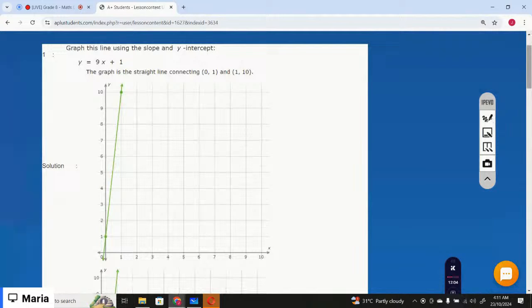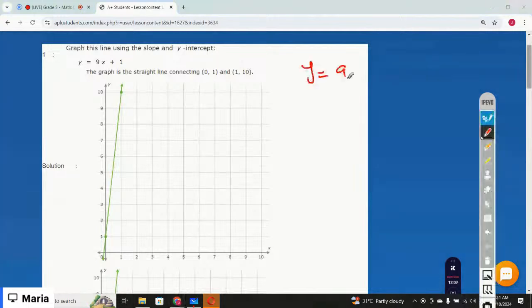The equation is y equals 9x plus 1. 9, that is the slope. You need to compare this equation to y equals mx plus b. m is 9, the slope is 9, 9 over 1. And the b in the equation means b is the intercept, that is where the graph is touching the y-axis, right?